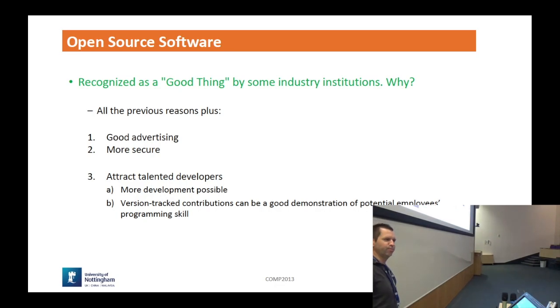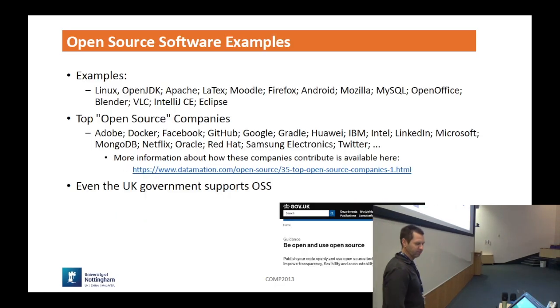So when I said you're probably using it every day, here are some examples. The Linux operating system is probably the most famous example. OpenJDK, Apache, the world's most popular web server. LaTeX is an example. Anybody use LaTeX yet? Moodle, that's a kind of interesting example. Firefox, Android, Mozilla, MySQL, OpenOffice, Blender, VLC, IntelliJ, and Eclipse. Those are just some examples.